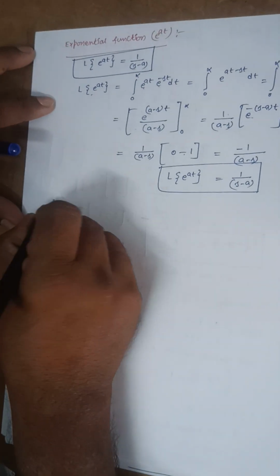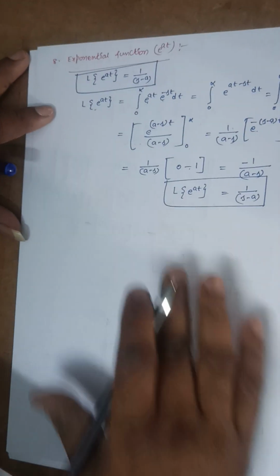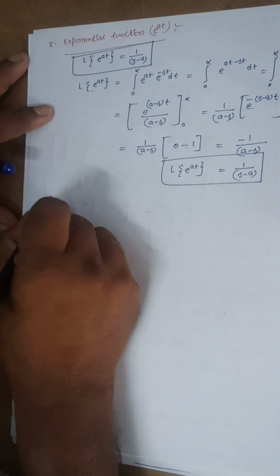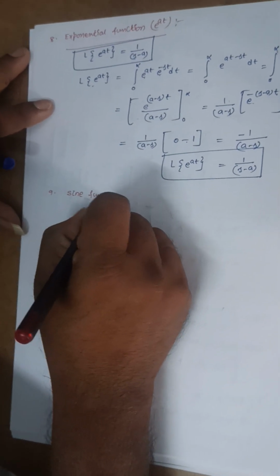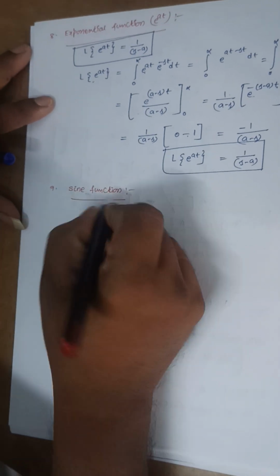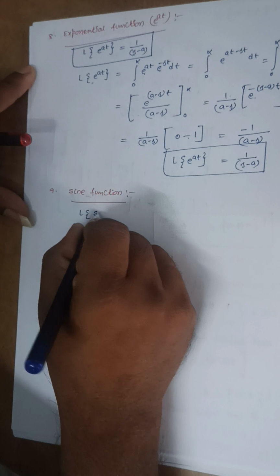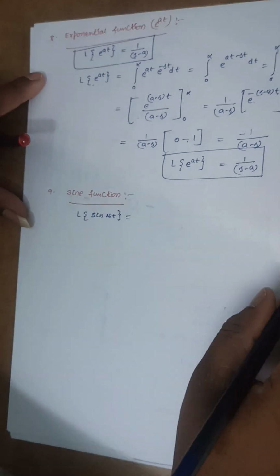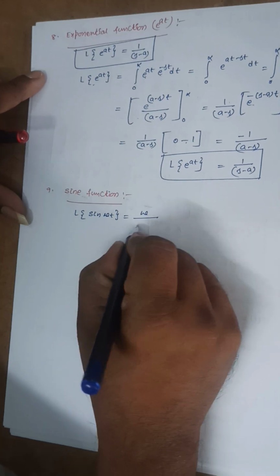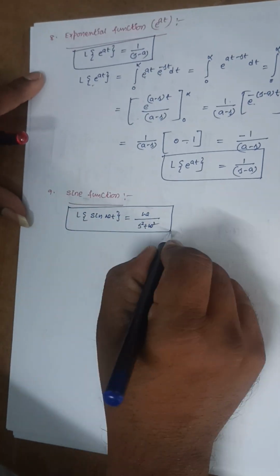Next, I think it is the 9th one, the sine function. What is the Laplace transform for the sine function? The Laplace transform of sin omega t is equal to omega divided by s square plus omega square. So this formula I am going to prove here.